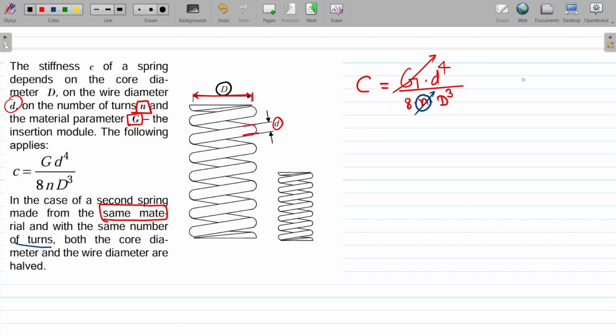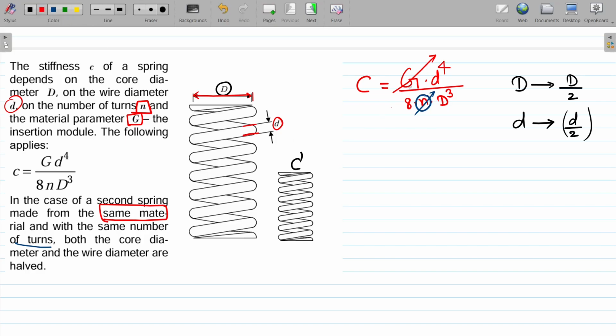So now this is saying that the core diameter, that is the capital D, is going to change to D by 2, and the wire diameter, that is small d, is going to change to half of the initial value. So what will be the change in the stiffness of the new spring? Let us suppose this is C dash. So this is a very simple question.